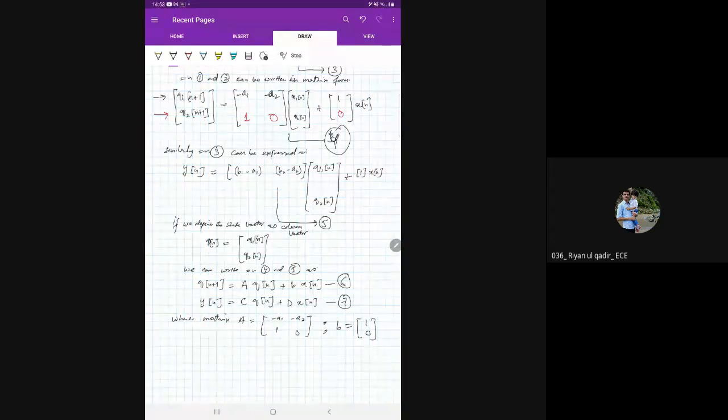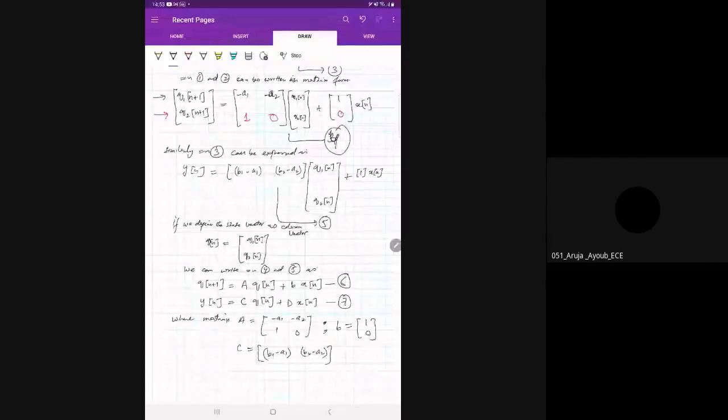We have Aruja here, roll number 51. She will help me. What is C, beta? Please help me in drawing C. So b1 minus a1 and b2 minus a2. Very good. B1 minus a1, b2 minus a2. This is the same thing. And what is D?